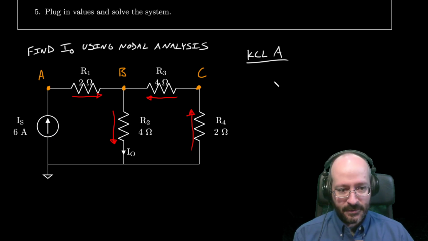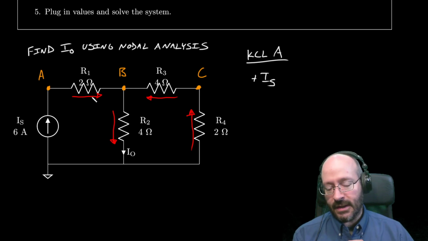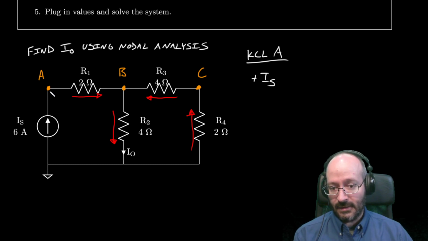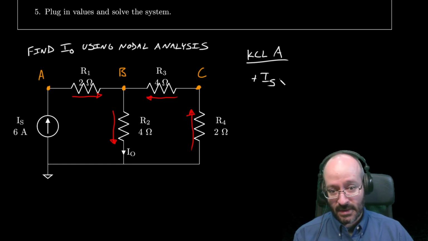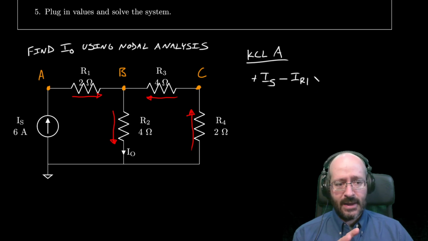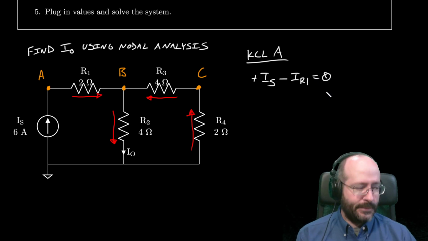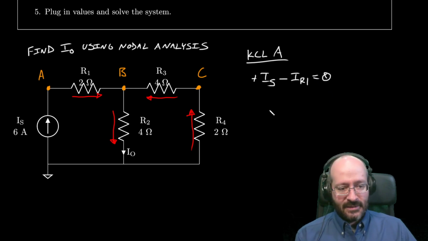The 6 amp is flowing in, so that's going to be plus IS. Okay, this one's leaving, and here's the first sign that's important. I'm writing the KCL for A, and this current is leaving A, so it's going to be negative, and I can say IR1, since it's the current through R1. Those are all of the things connected to node A, so Kirchhoff told us that that's going to be equal to 0. Okay, IS is a constant.